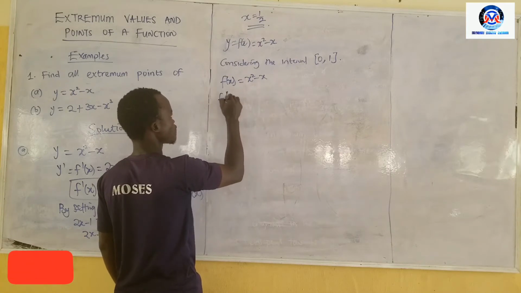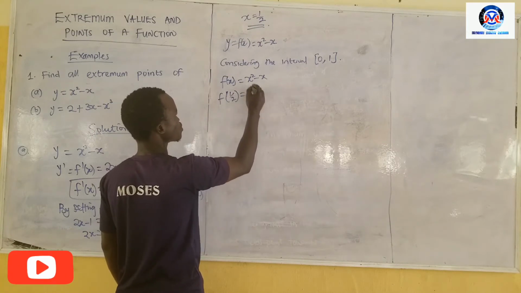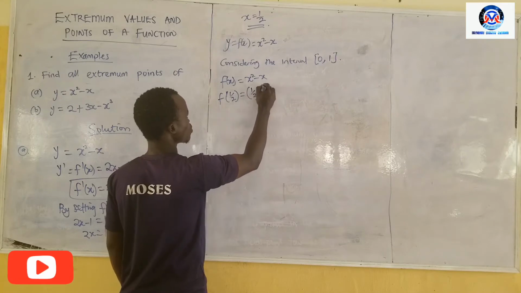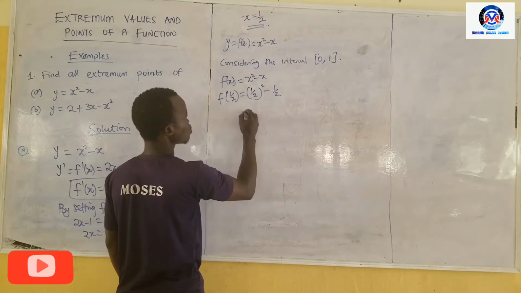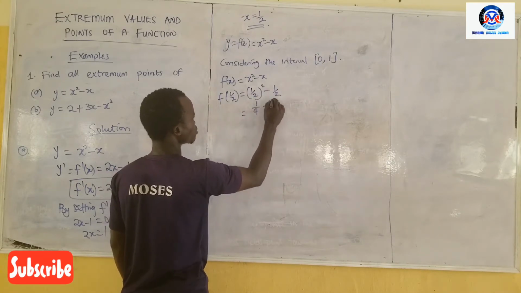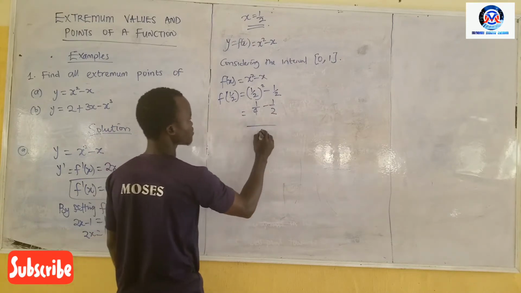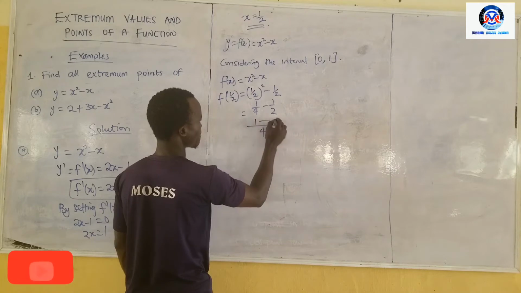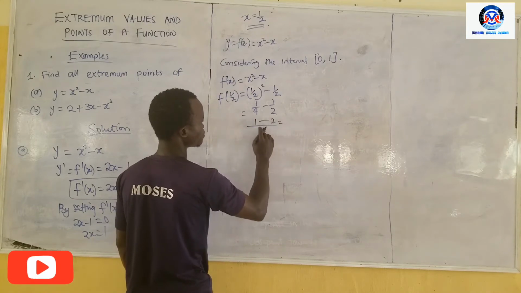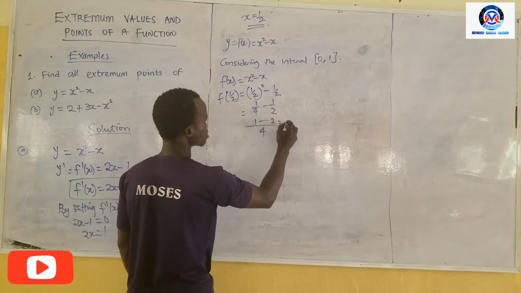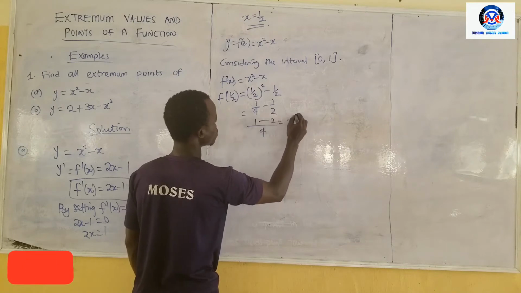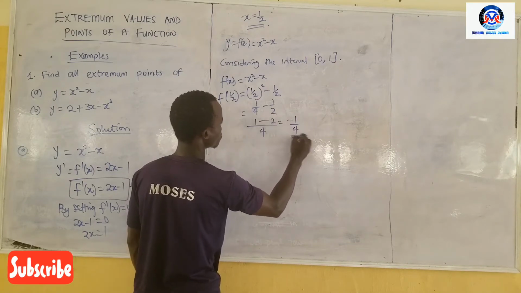So f of 1 over 2 will give us 1 over 2 squared minus 1 over 2, which is 1 over 4 minus 1 over 2. And finding the LCM here, we have this to be 4, which is 1 minus 2, and this is minus 1 over 4. Yes.